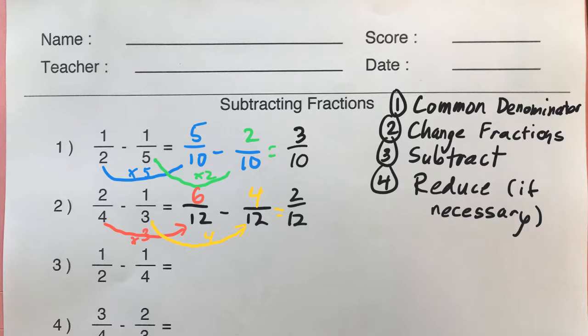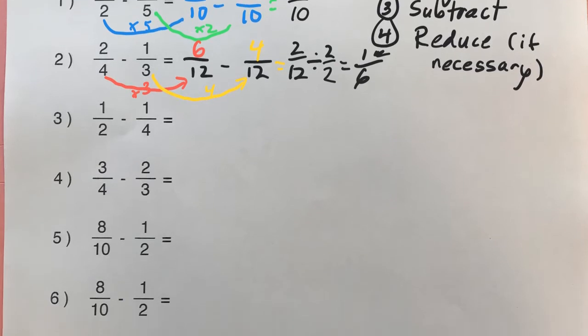2 and 12 are both even numbers. That means I can reduce it by dividing by 2/2, and the final answer is going to be 1/6. All right, let's skip a few here.